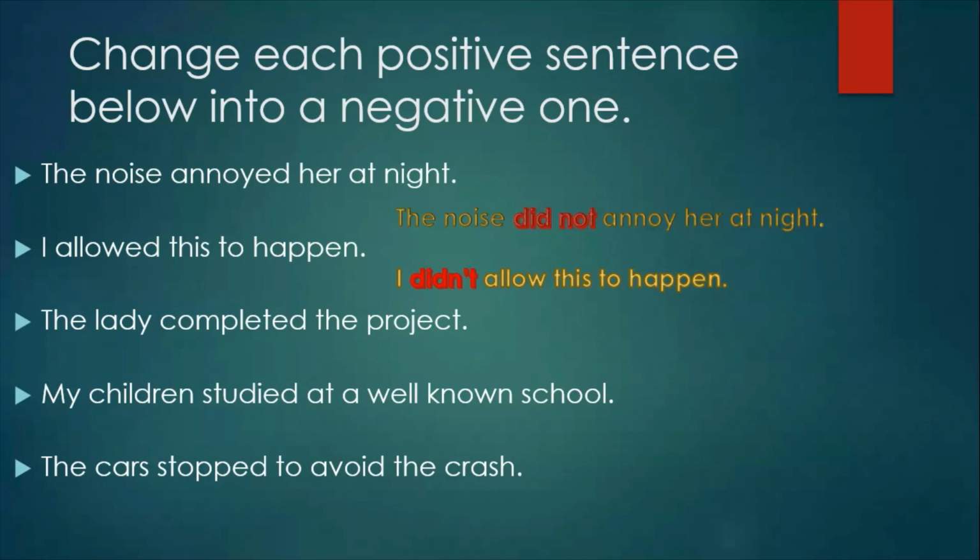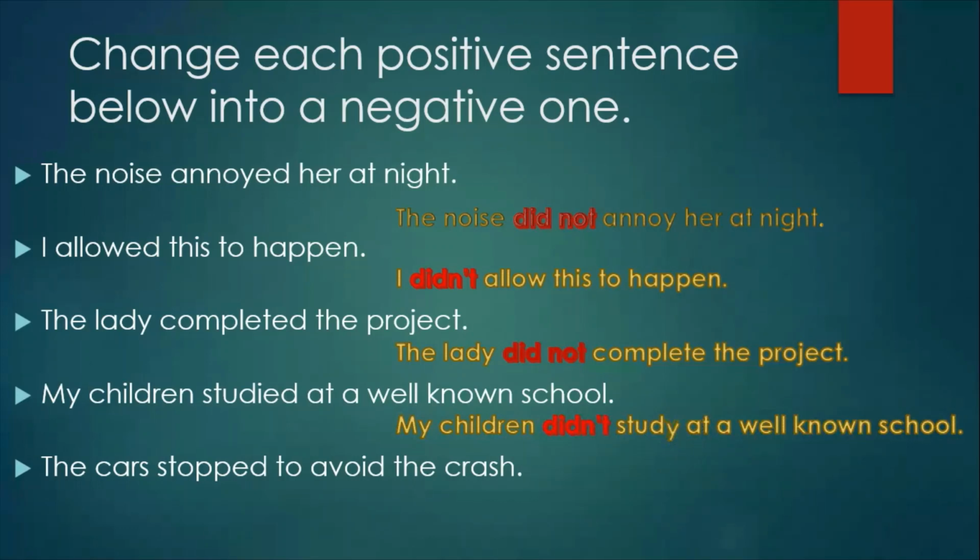Okay, here we go. Ready? Okay, let's read number 3. The lady completed the project. So in order for me to change this from affirmative to negative, I am going to use the auxiliary verb did not and lose my ed. That's correct. The lady did not complete the project. Let's look at the fourth one. My children studied at a well-known school. Good. My children didn't study at a well-known school.